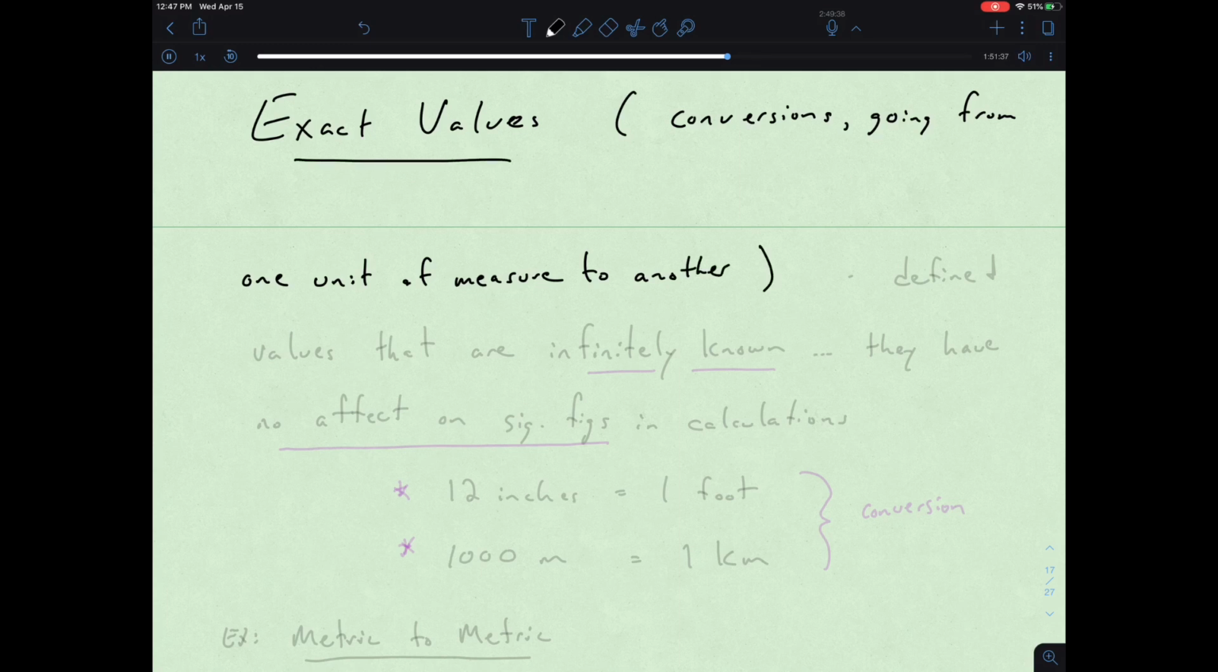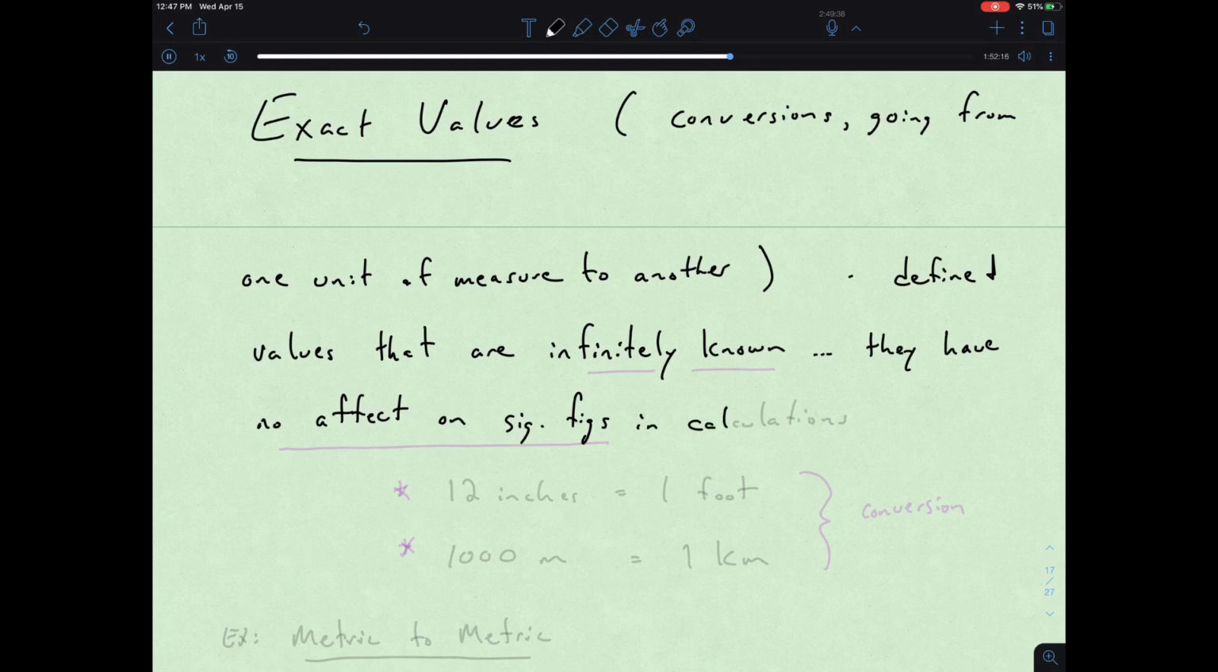And so with exact values, these are basically defined values that are basically infinitely known. Basically, that means they have no effect on sig figs in calculations.